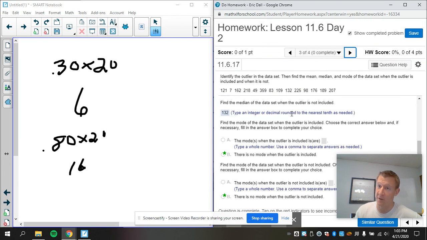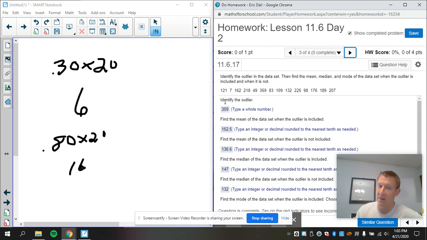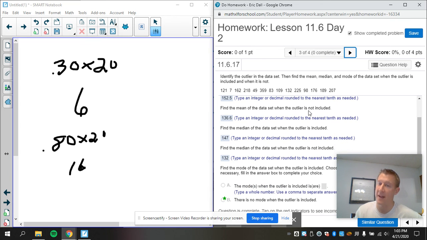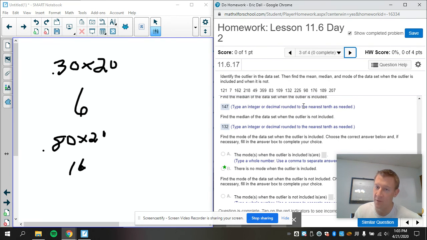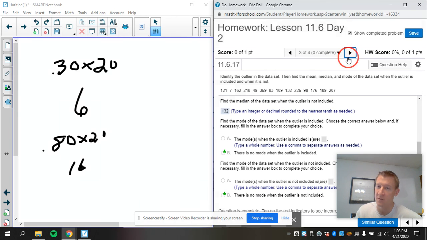Here is the fun problem. I know you guys are going to love it. You got to find the outlier. So you find the number that's really big. You find the mean with the outlier, you find the mean without the outlier, you find the median with the outlier, you find the median without the outlier, then you answer some questions.